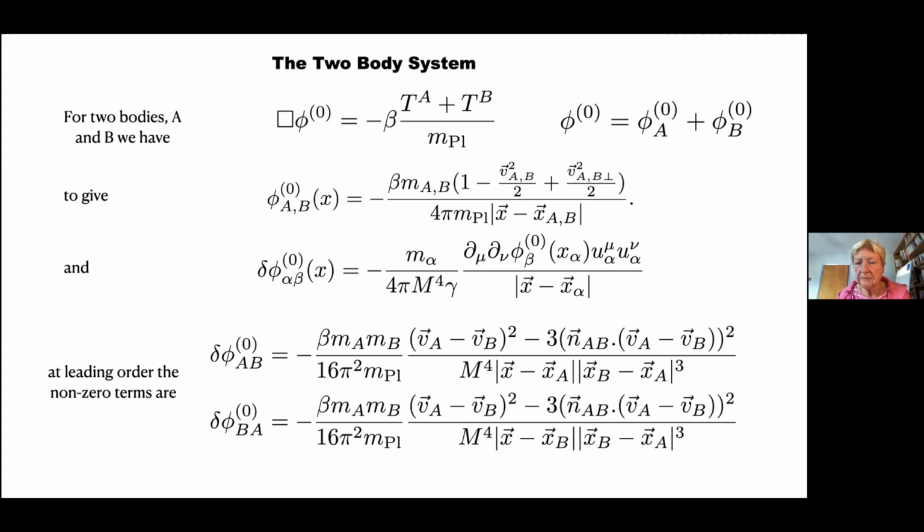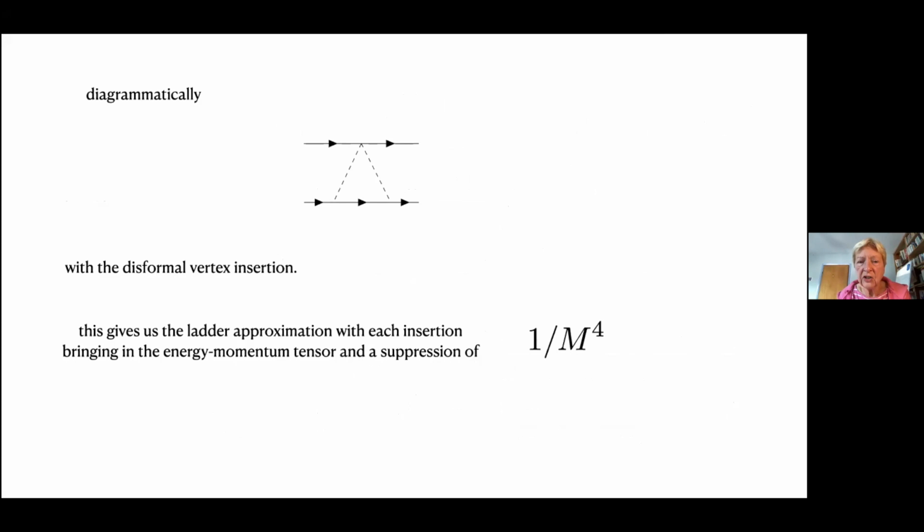Now, diagrammatically, since we're probably all particle physicists, the disformal comes in with this type of vertex. You could imagine a conformal coming in as two lines, one exchange of a phi particle. But here we've got the d mu phi, d nu phi vertex coming in here. And each time we've got a disformal insertion, it gives us a suppression factor of 1 over M to the 4 power, whatever M is, brings in the energy momentum tensor, and we just do that order by order.